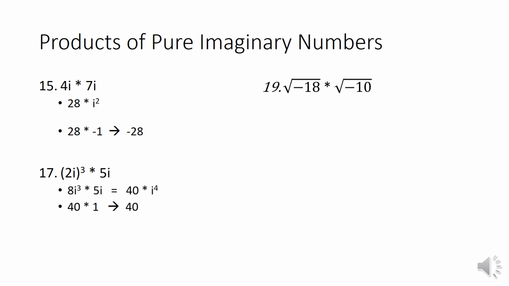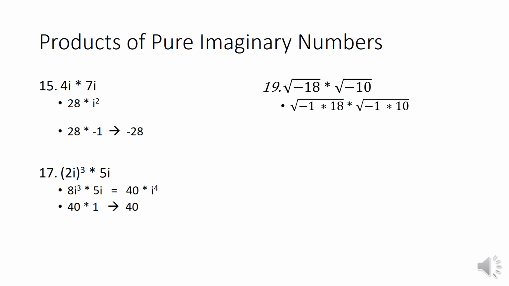Let's look at at least another one here, 19. It's asking for the square root of negative 18 times the square root of negative 10. Go ahead and, as always, pause this, see if you can figure it out before I answer it. Right, so the steps we would use to answer this: first we know that the square root of negative 18 is the same thing as the square root of negative 1 times 18. All right, and likewise with the square root of negative 10.